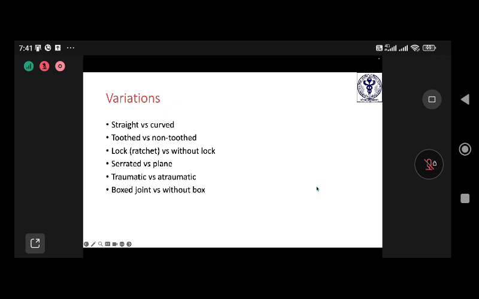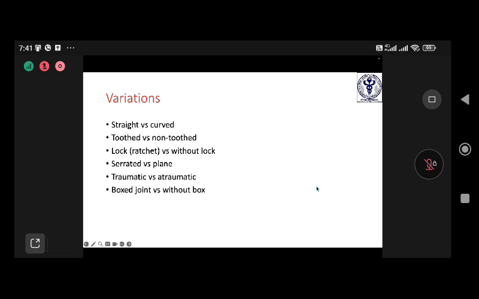Now comes the question of what are the variations of the given particular instrument. It can be either straight or it can be curved. Simple scissors, Mayo's scissors: it can be curved, it can be straight. Then you'll have to answer why, in what situation, the curved is preferred and in what situation straight is preferred.